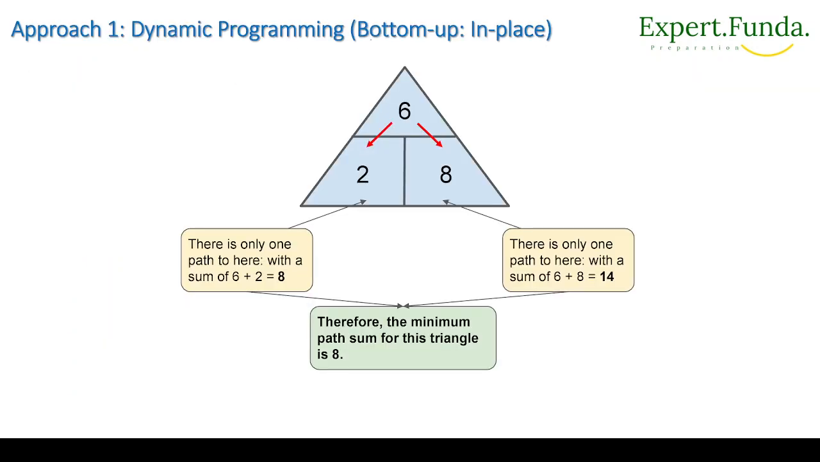So let's understand the bottom up in place dynamic programming, in which we start from the bottom. How we will do that, we will see later. Here we have 6 at the top and 2 and 8 at the bottom. There is only one path here with sum 6 plus 2, that is 8, and only one path with 6 plus 8, that is 14. Therefore the minimum path sum for this triangle is 8. Let's understand how.